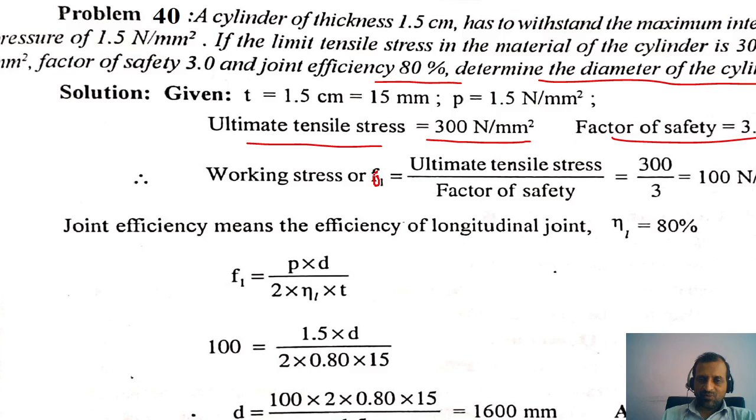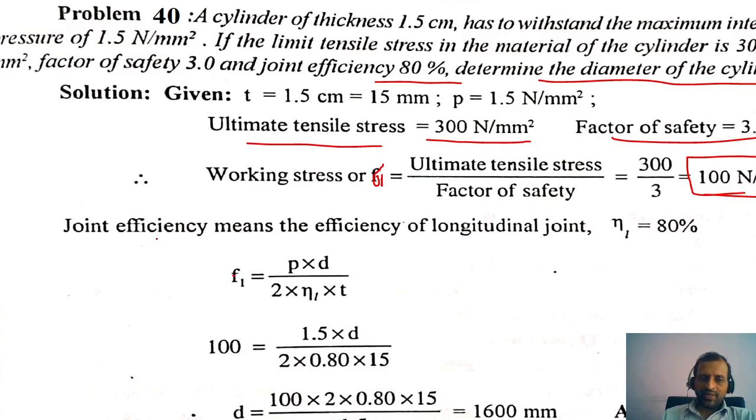So that is sigma L now. So you will get it as ultimate tensile stress by factor of safety. You know this formula from the beginning of this unit 1. So that is working stress. This is also called the safe stress or design stress. To find this, the ultimate tensile stress by factor of safety, so that is 300 by 3, so that is 100 Newton per mm square. So this 100 Newton per mm square, now I am considering this as the stress in the circumferential direction.